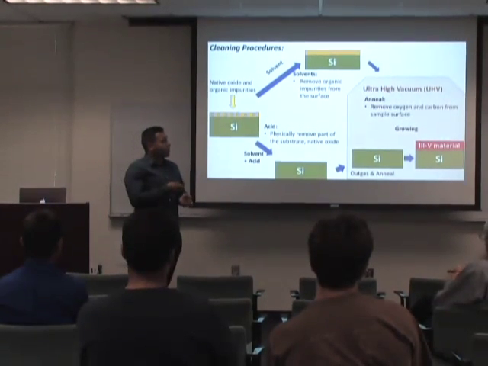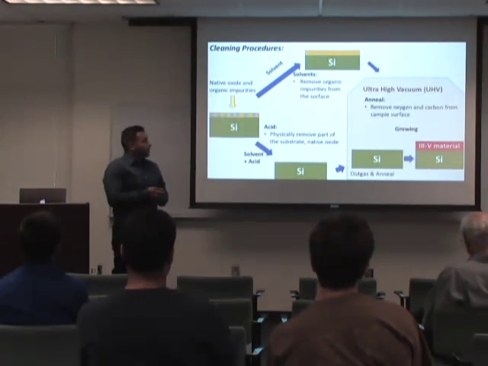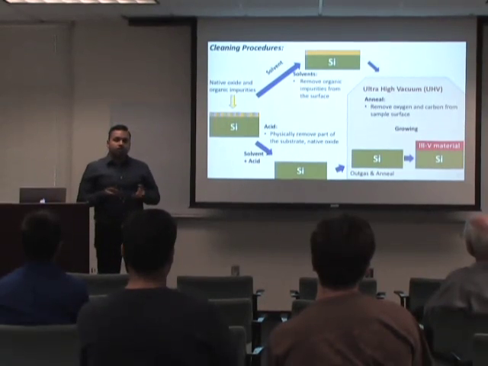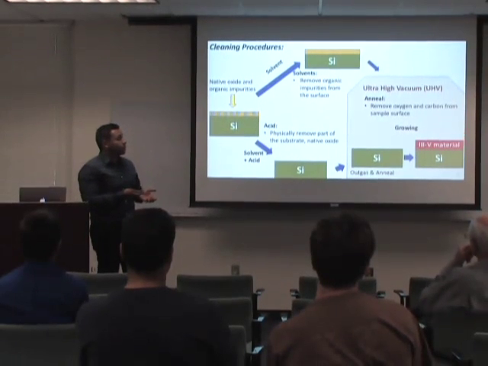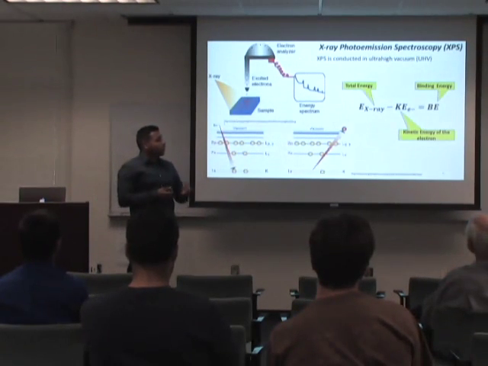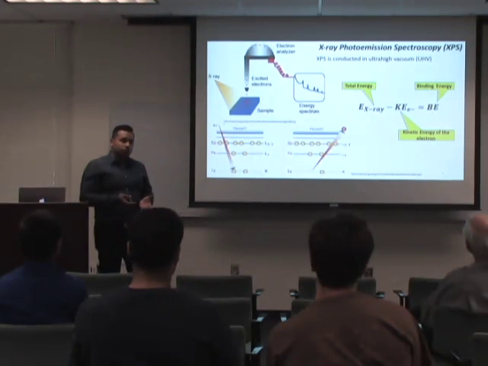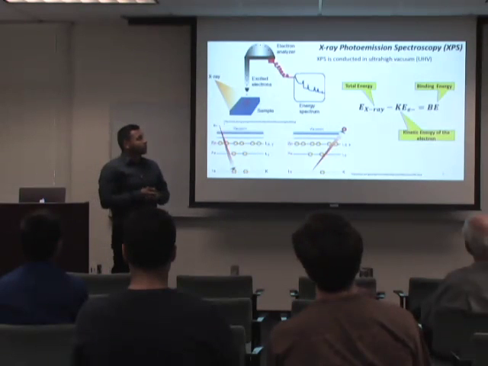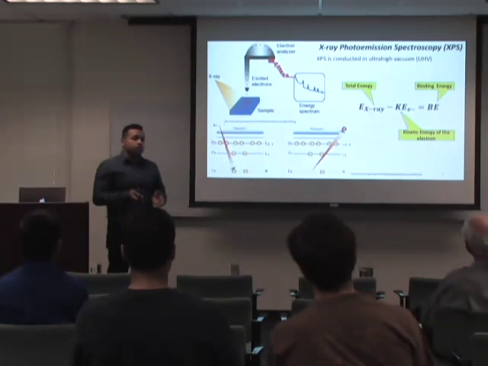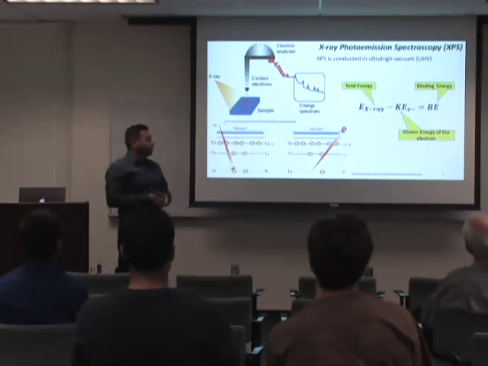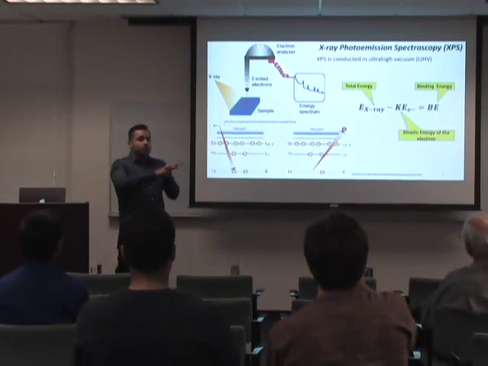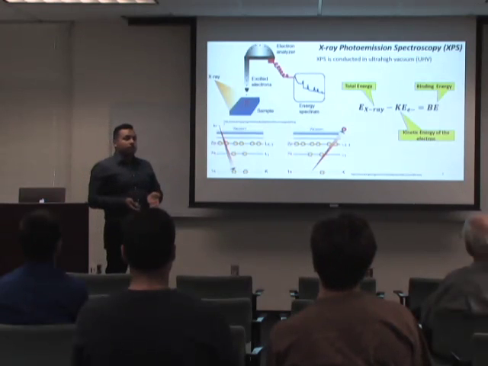In the ultra-high vacuum system, we're going to anneal, which is going to heat the sample in order to remove the oxygen and carbon, which are all contamination. In order to make sure that our sample is clean, we are using XPS, X-ray photoelectron spectroscopy, which is also in the ultra-high vacuum system. This basically reads the surface of the sample, and it's going to tell us the elemental composition of the substrate.